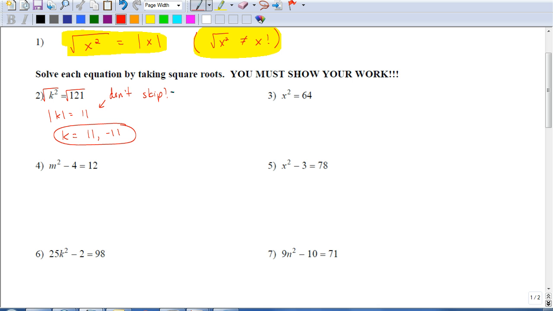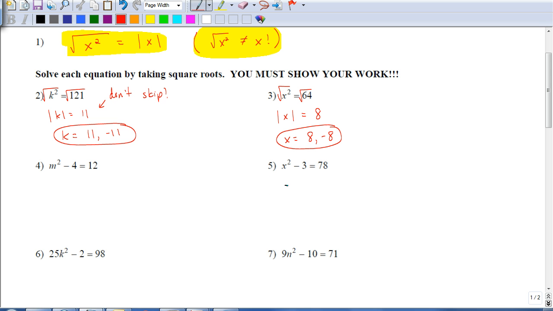Here we have x squared equals 64. Again, we want to take the square root of both sides to find out what x equals. Well, the square root of x squared is not x, it's the absolute value of x. The square root of 64 is 8. Again, just to review, with square roots we're looking for what number times itself would give us 64. 8 times 8 is 64, so the square root of 64 is 8. So it means I have two answers here. It could be 8 or negative 8.